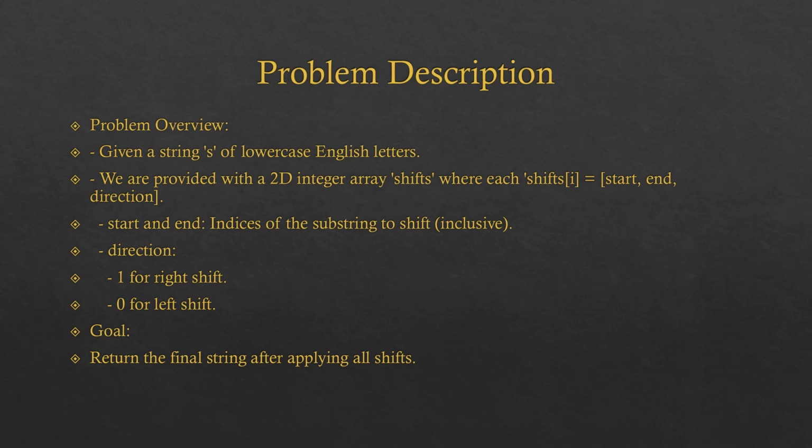Let's begin by understanding the problem. We are given a string of lowercase English letters and a 2D array of shifts. Each shift represents a range of indices and a direction, either left or right, to shift the letters in the string. The goal is to apply all these shifts and return the final string after all operations. This sounds simple, but we need an efficient way to handle multiple shifts across large strings.